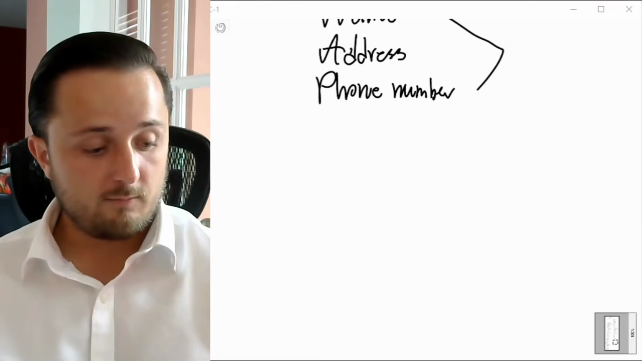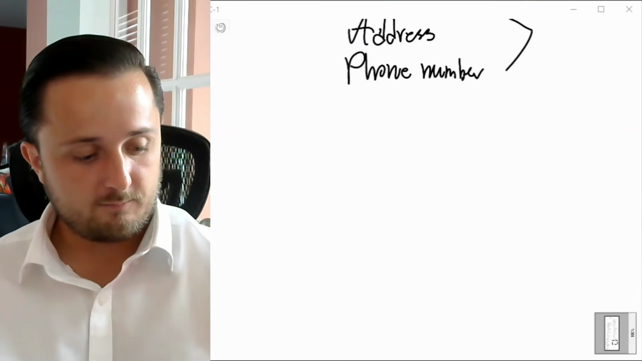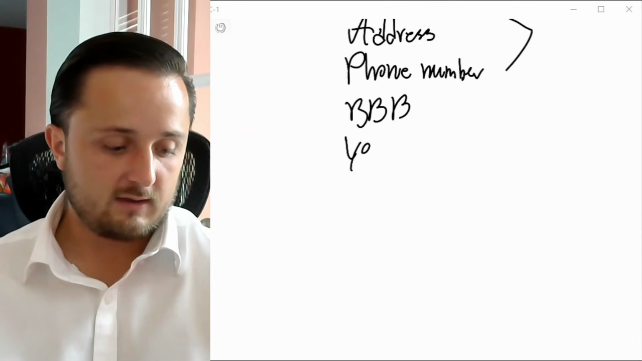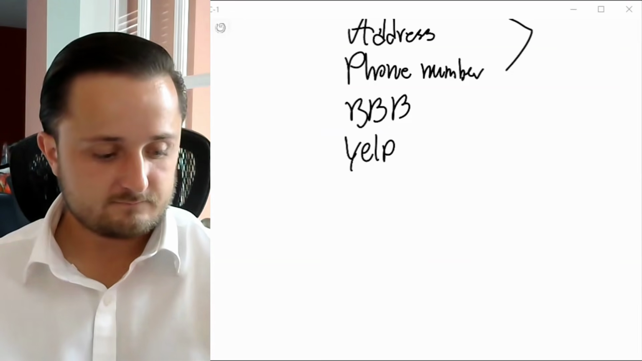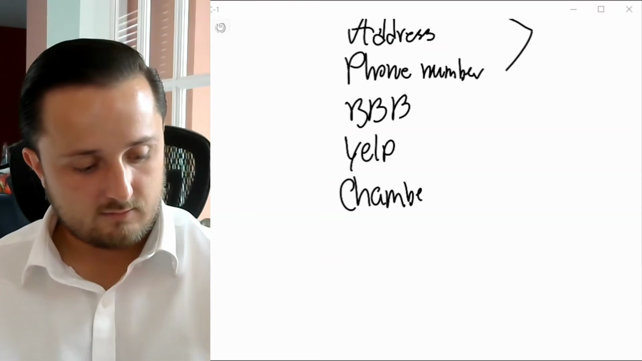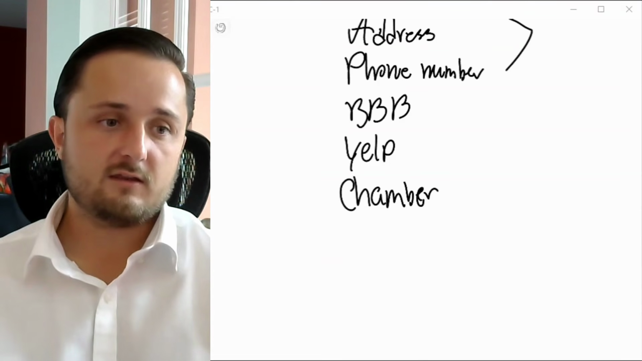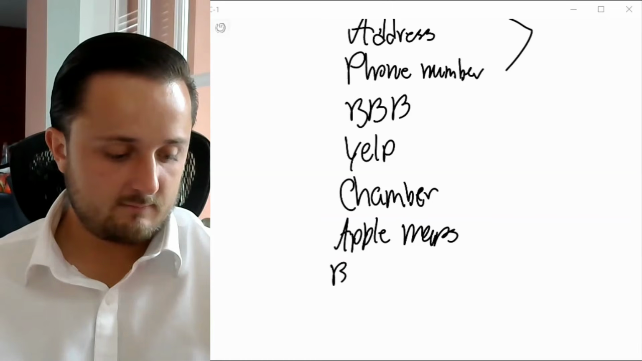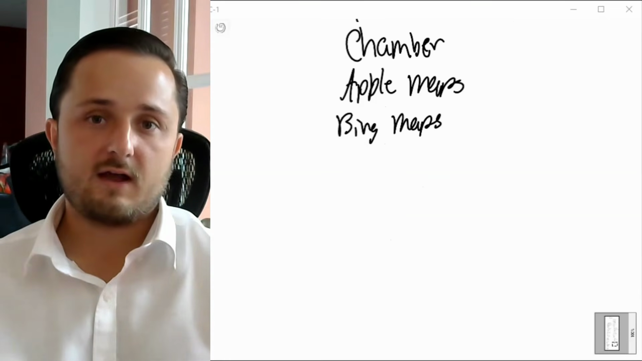What you want to go and build on is your Better Business Bureau, or BBB. We've also got a Yelp listing. You've got your local chamber listings. Then you've also got Apple Maps, Bing Maps, and MapQuest.